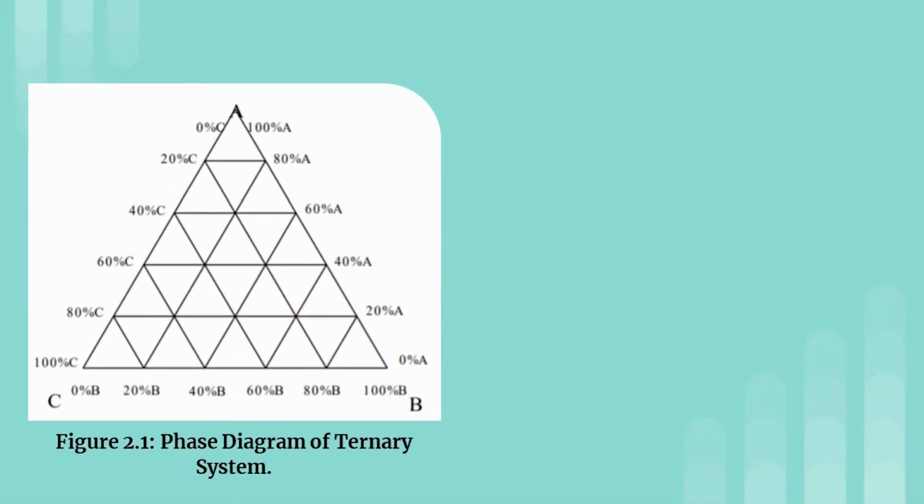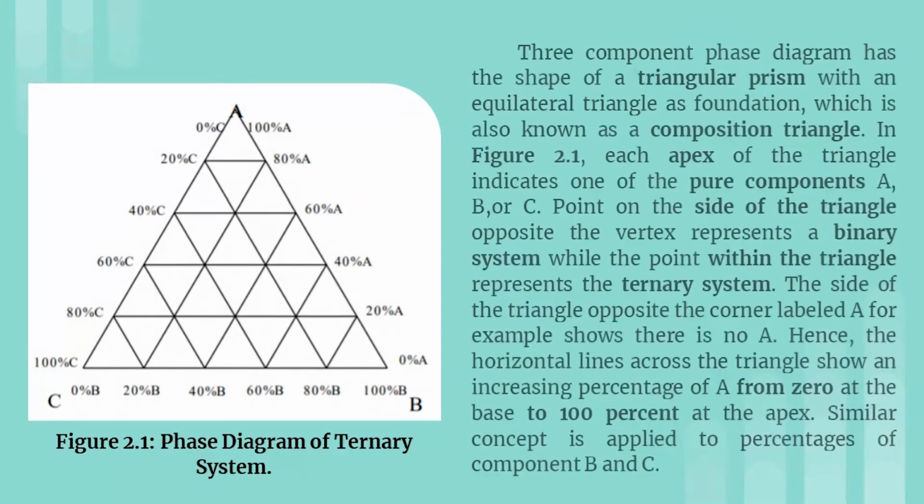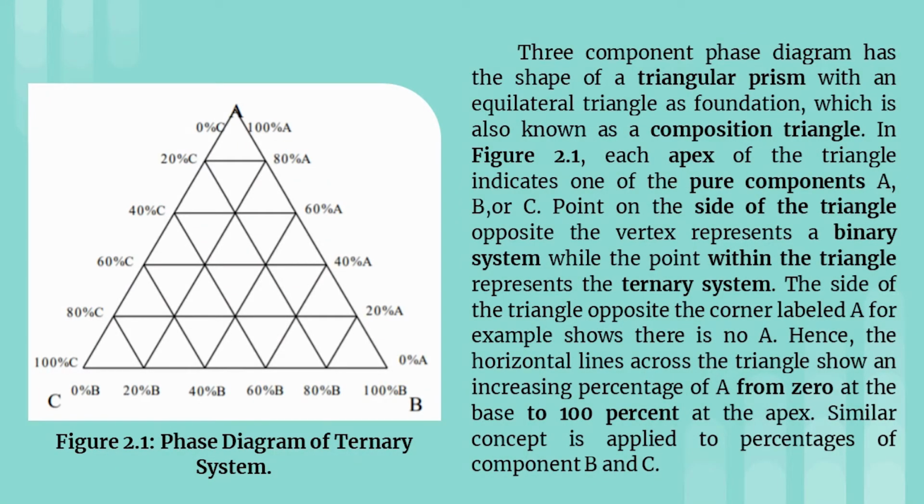So here is the figure. A 3-component phase diagram has the shape of a triangular prism with an equilateral triangle as foundation, which is known as a composition triangle. In figure 2.1, each apex of the triangle indicates one of the pure components A, B, or C. A point on the side of the triangle opposite the vertex represents a binary system, while a point within the triangle represents the ternary system.